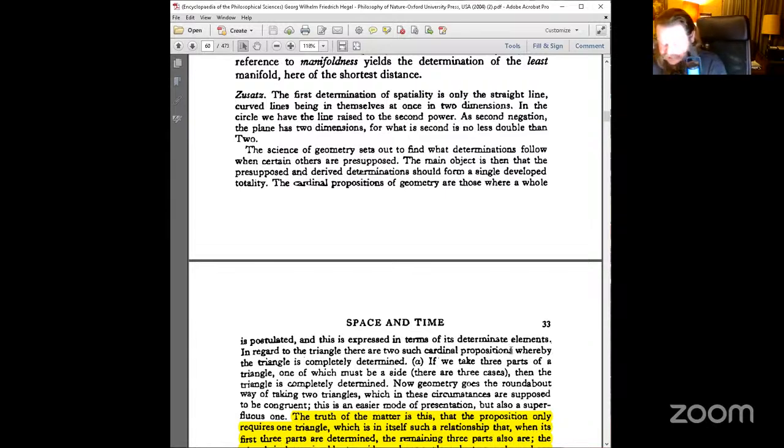Okay, so hang on just a second, because I don't want to close out space without at least touching on the three-dimensional object.